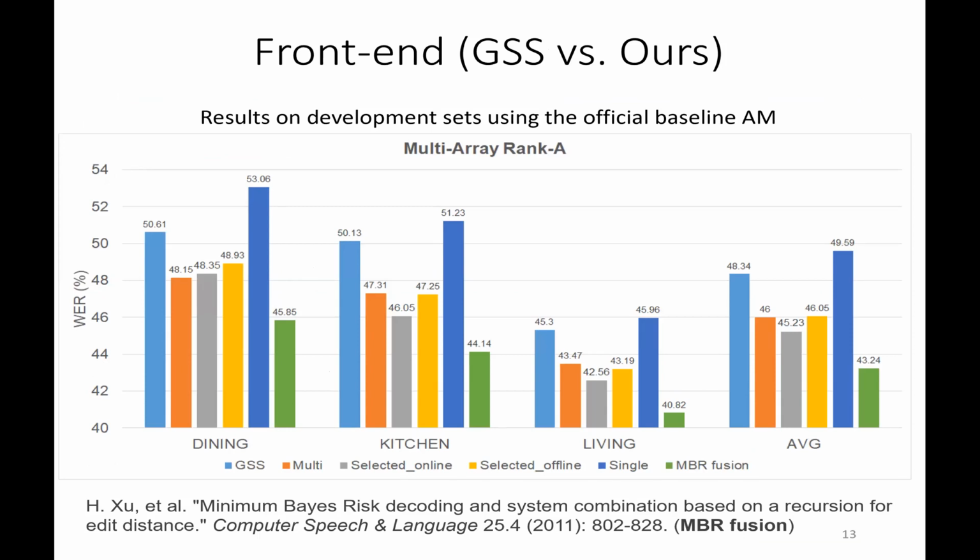This figure shows the word error rate comparison between multi-array GSS and our front end with different settings. Overall, the online beamforming for selected array data using our MGSS plus BGSS approach achieves the best performance, yielding an absolute 3% word error rate reduction over the GSS approach. By using MBR fusion of our front-end processing with 4 different settings, an additional gain of absolute 2% word error rate reduction could be observed.